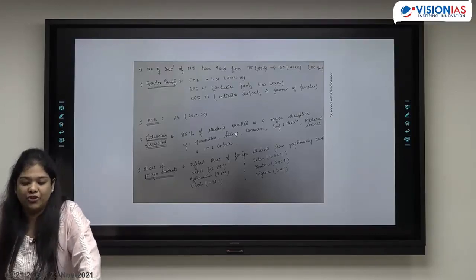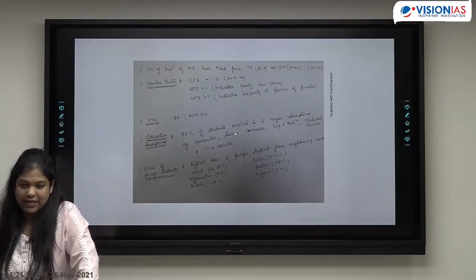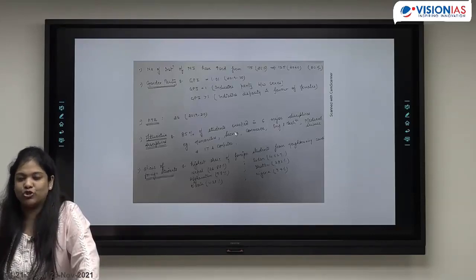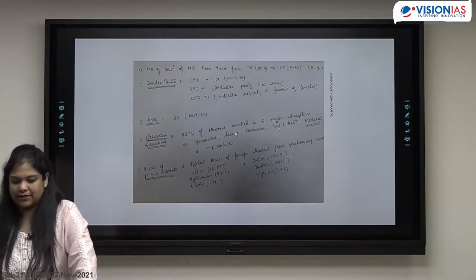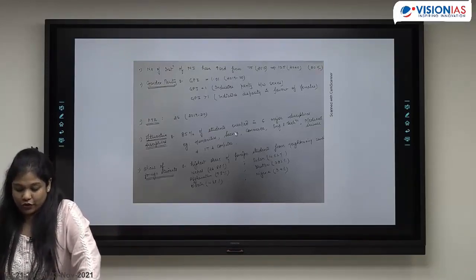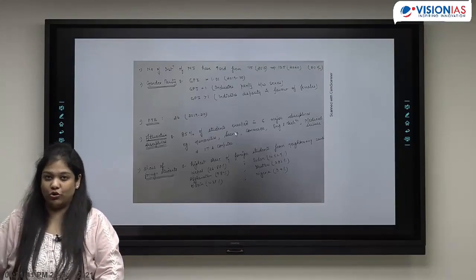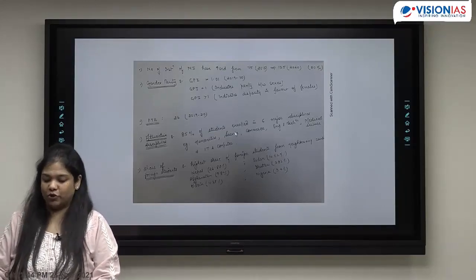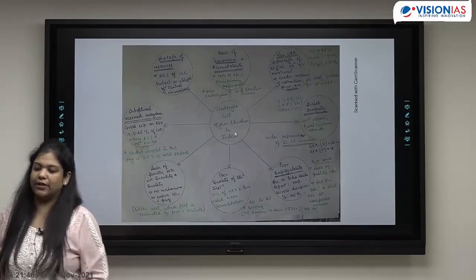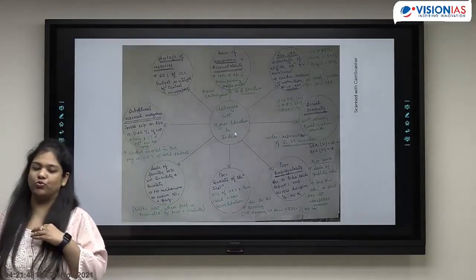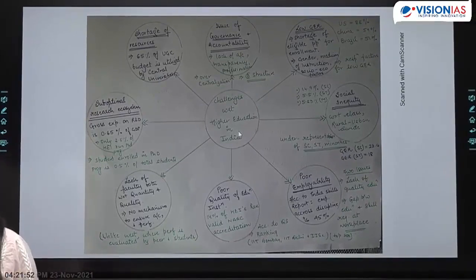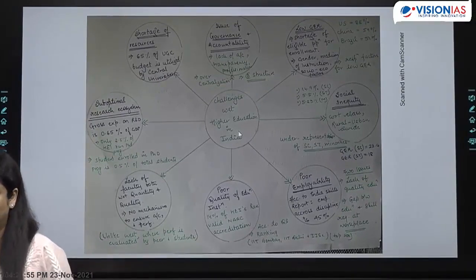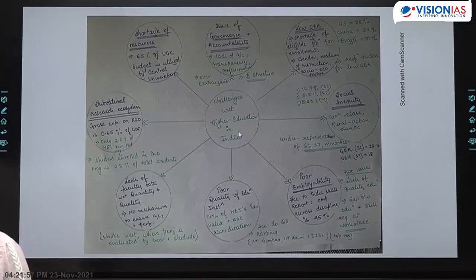The pupil teacher ratio in higher education is 26. There are certain disciplines where you will find more concentration of students. So 85% of the students are enrolled in 6 major disciplines, and this is the share of the foreign students. So the share of foreign students is very favorable in order to develop soft power. However, there are challenges with respect to the higher education system in India. First and foremost, the gross enrollment ratio at 27.1% is very less as compared to other countries.